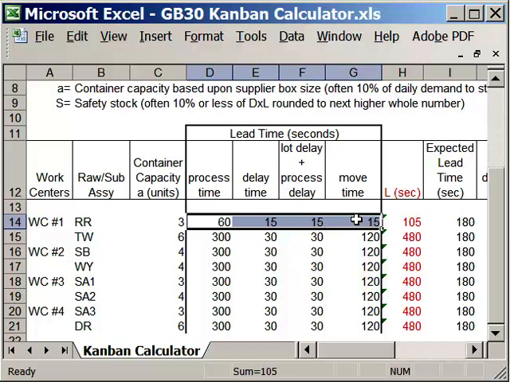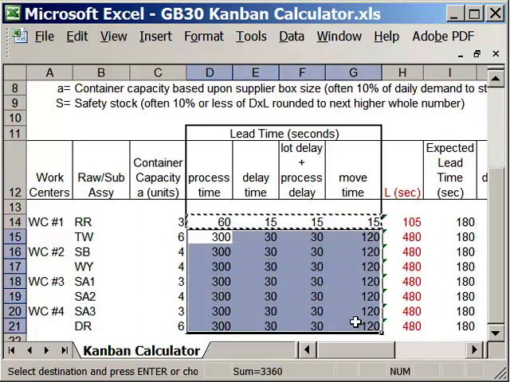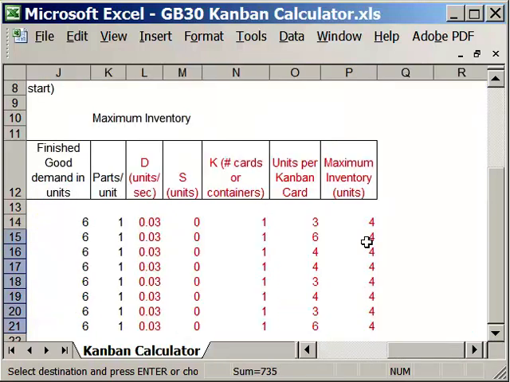We're going to calculate the rest of this by copying this information down, and now we can scroll over after the improvements have been implemented, and we can see that our inventory went from 18 units of inventory now down to 4 for a maximum amount of inventory. This shows you the dramatic improvement that can be had from the current state to the future state using the Kanban calculator.